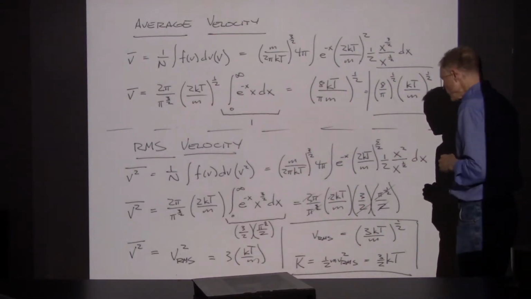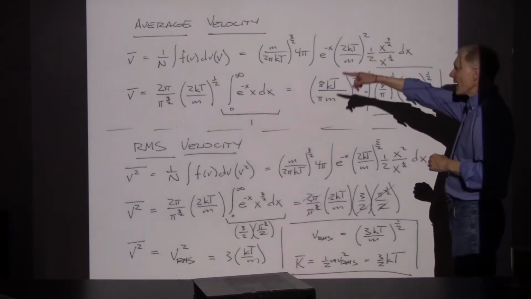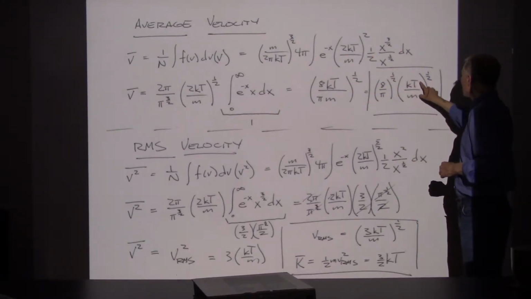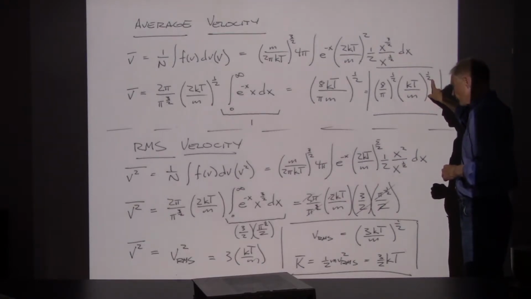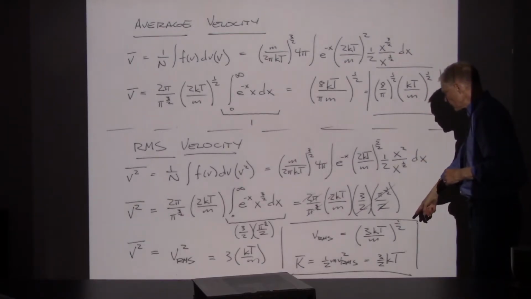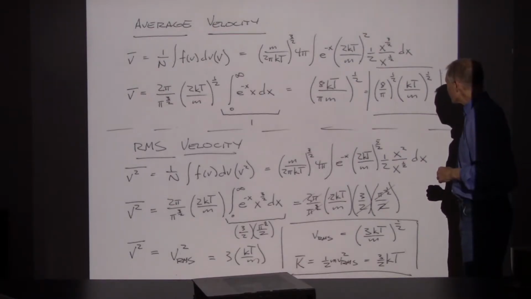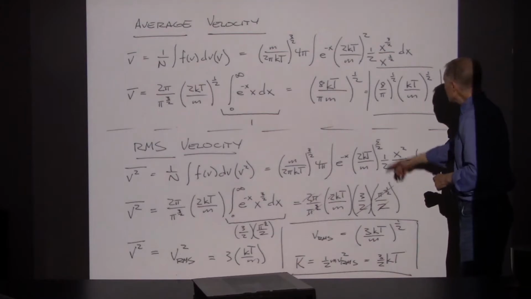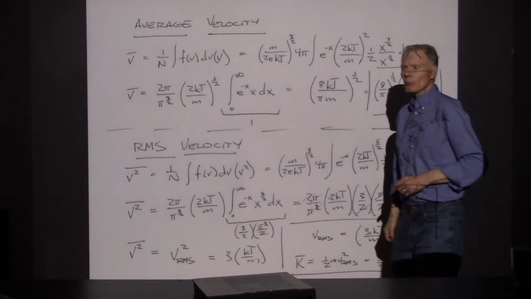comparison. The average velocity is the square root of 8 over pi times kT over m to the half. And the RMS velocity is the square root of 3kT over m. 3 is bigger than 8 over pi.